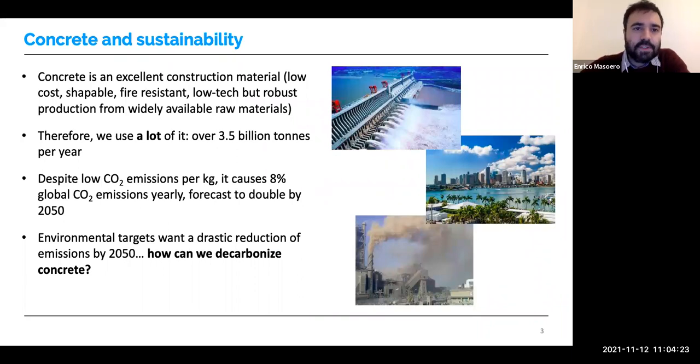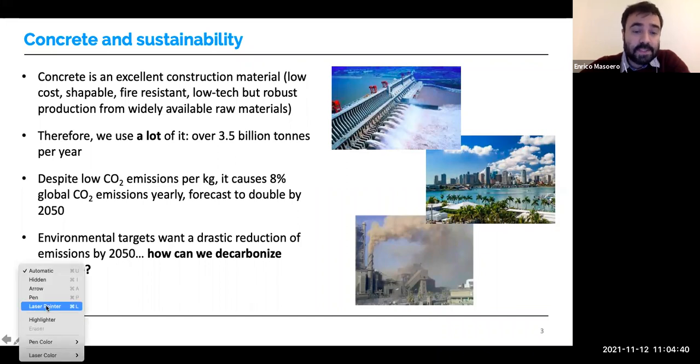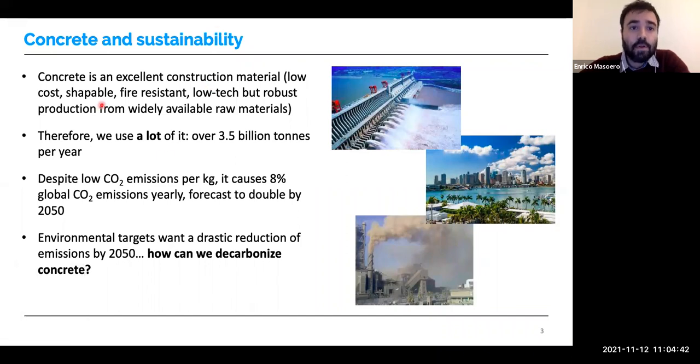My starting point is concrete and sustainability. One of the reasons why I got involved in concrete is that it's a fantastic construction material. It's low cost. We can produce it with a low-tech procedure, but this procedure still gives a very robust product in the end, which is shapeable. It gains strength rapidly. If well designed, it can be very durable.